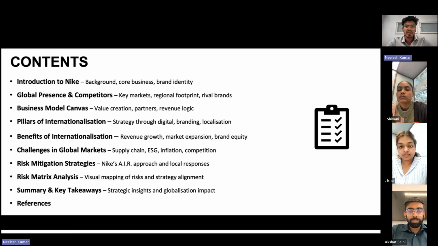We will then break down Nike's risk mitigation strategies, including the AIR approach, that is, anticipate, integrate, and respond, and illustrate this with a visual risk matrix. Finally, we'll end with a summary and key takeaways and our reference list. And let's move on to the company's introduction.